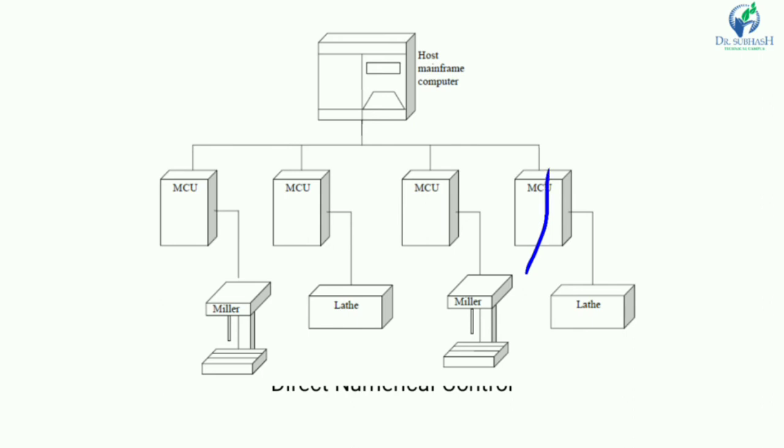Now here you can see direct numerical control. Here this is the host or the mainframe computer, and it is connected in parallel to different MCUs, machine control units. Here you can see this MCU controls the milling machine. This MCU controls the lathe machine. Here it is again milling, here lathe. So the different machine controls are connected with the mainframe computer. This is known as direct numerical control.